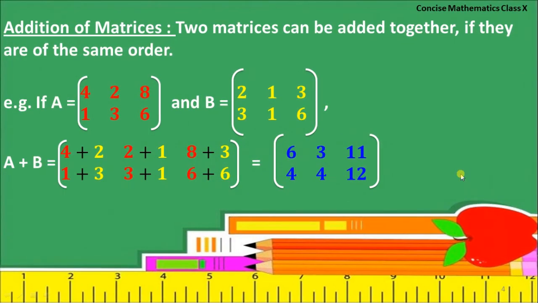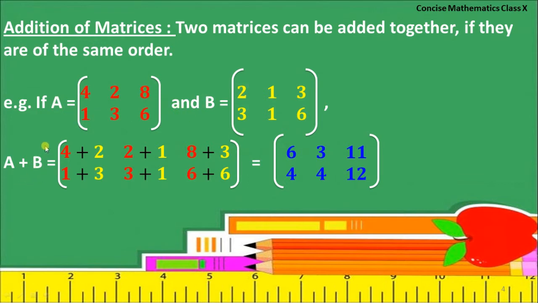Addition of matrices. Two matrices can be added together if they are of the same order. Try to concentrate on the conditions, children. Whenever we need to add two matrices, the first condition should be satisfied that the given matrices should be of the same order. Consider this example. The matrix A is of the order 2 by 3 and the matrix B is of the order 2 by 3. Let us add these two matrices A and B, A plus B.